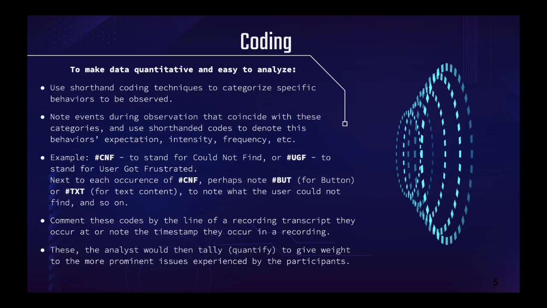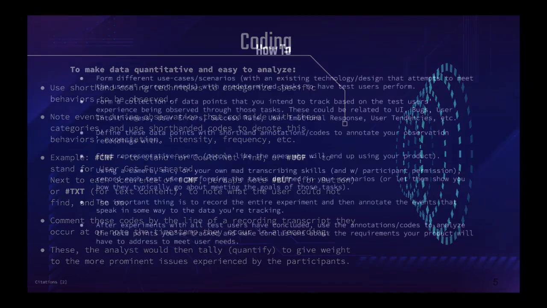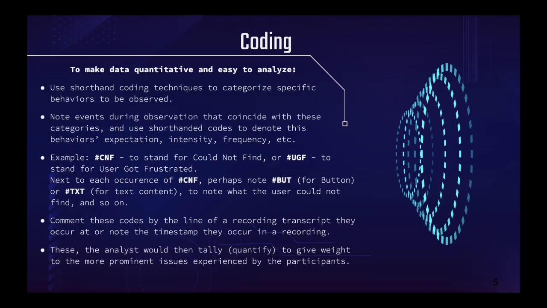When preparing to gather data, come up with a coding convention that will allow you to take note of important events, responses, actions, and mistakes the user exhibits during the experiment. One way to do this is to have codes for each category of interaction you want to track. Then come up with codes that note where the interaction falls on a scale such as frequency, time spent, intensity, expectation, and so on. An example of this is to mark CNF next to anything in the recording transcript that shows the user could not find something they were looking for or should have seen.